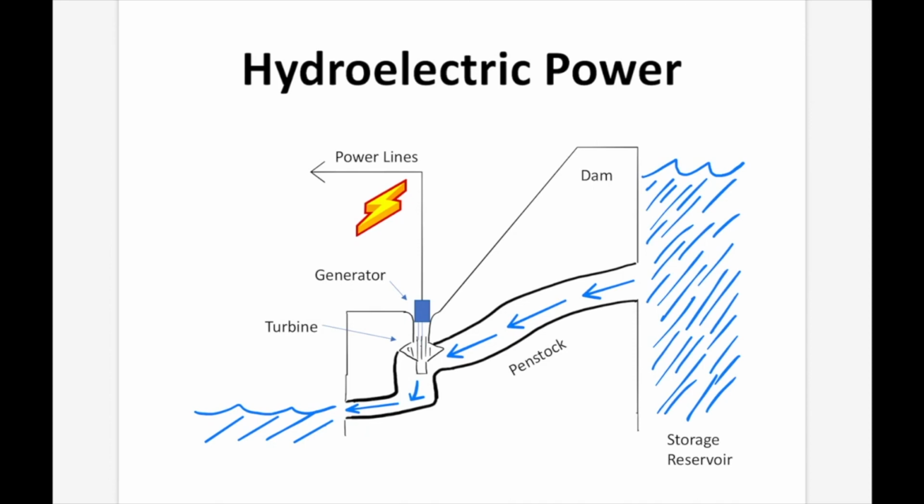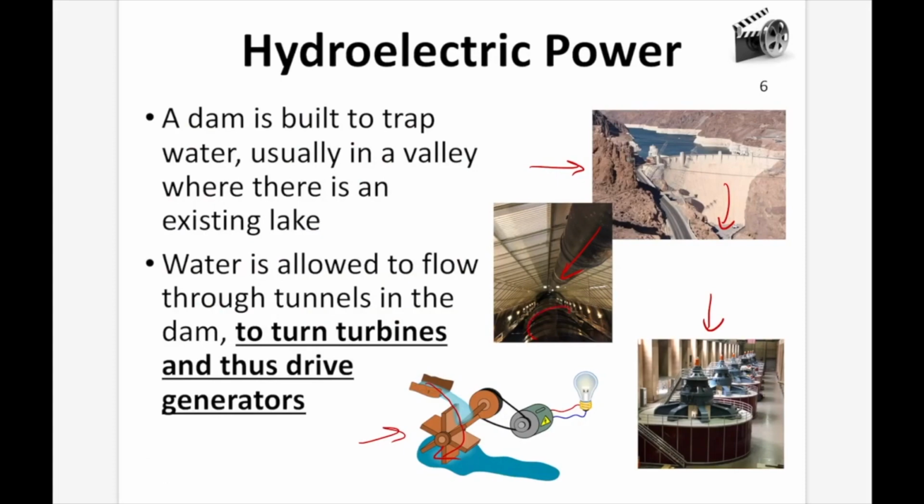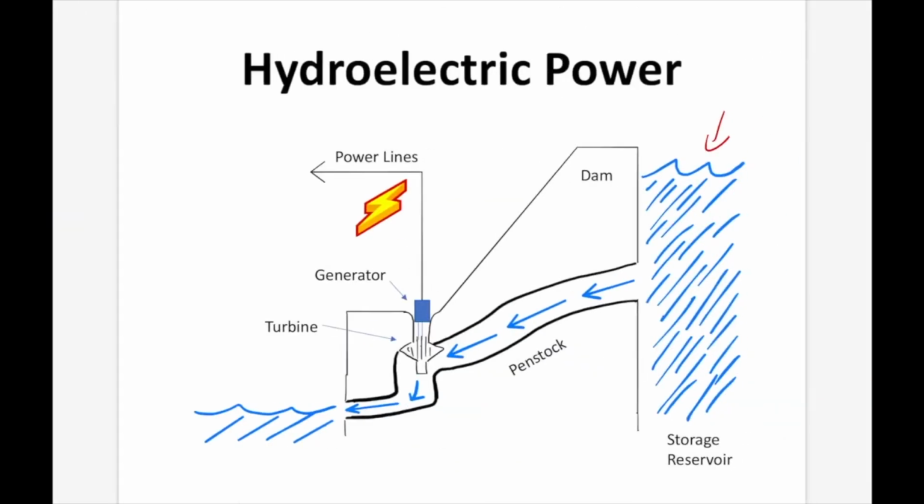So we get that buildup of water here on the right-hand side, and we let that water flow down through what's called the penstock. So if you look back at this picture, these things right here, these are the penstocks. So water is able to flow down through these, and as it passes by the turbine, it causes the turbine to turn. As it turns, it causes the shaft here to turn, which causes the generator to produce electricity.